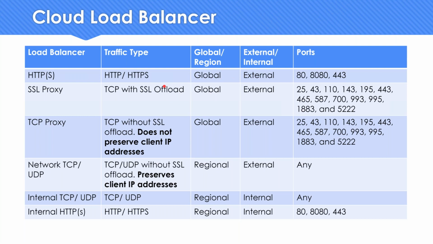Simple. If it is not HTTPS traffic, it could be either SSL or TCP. So if it is of that sort, you get two more flavors at a global level. One is called SSL proxy, where you get an option called TCP with SSL offload. So what do you mean by this? What is basically an SSL offload?